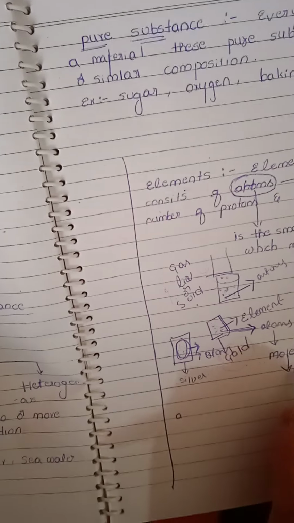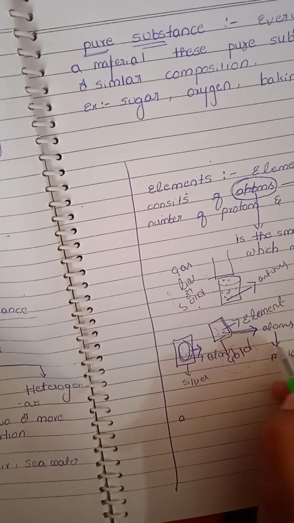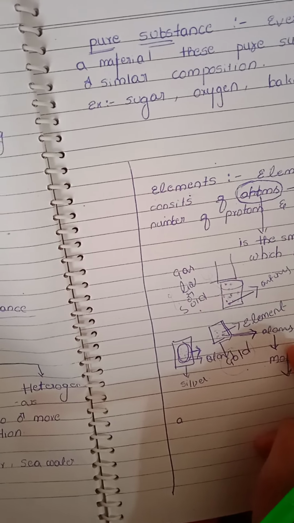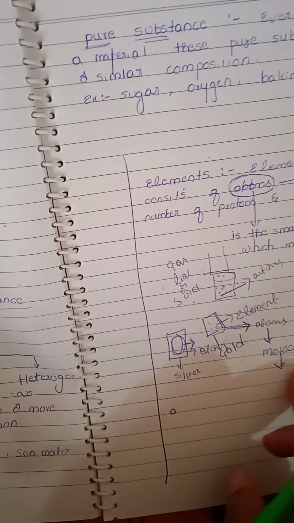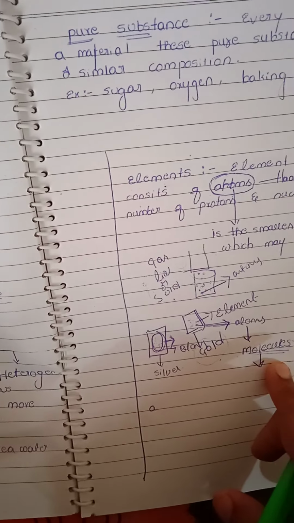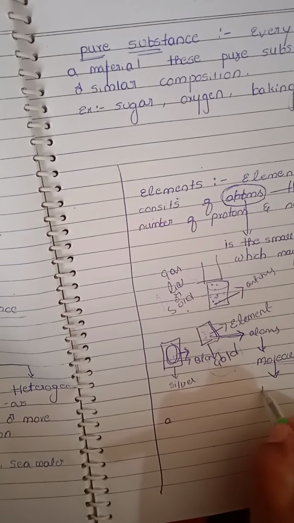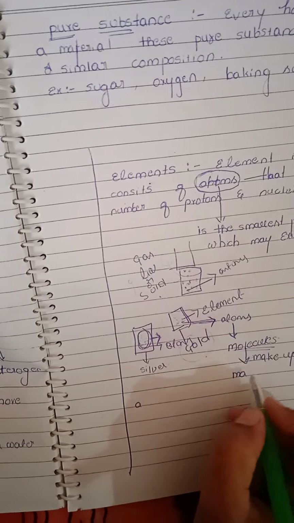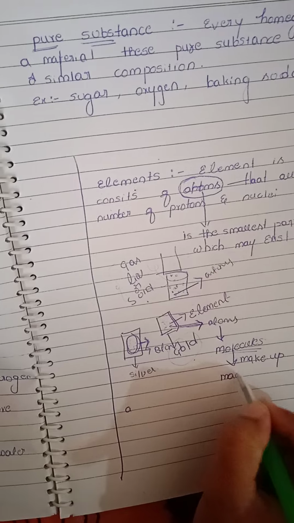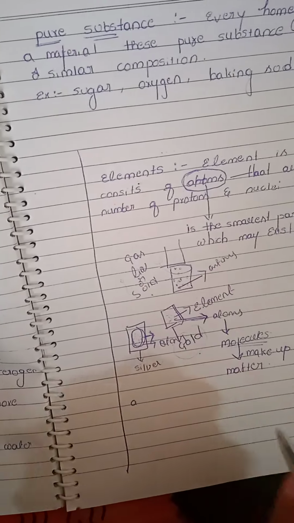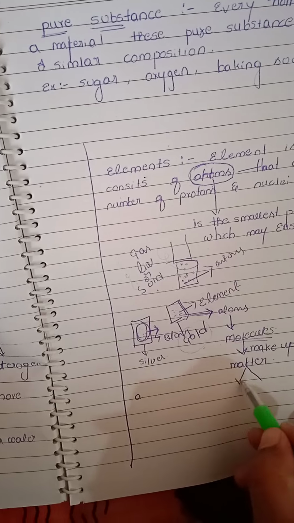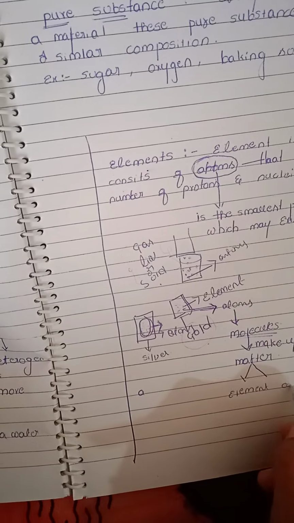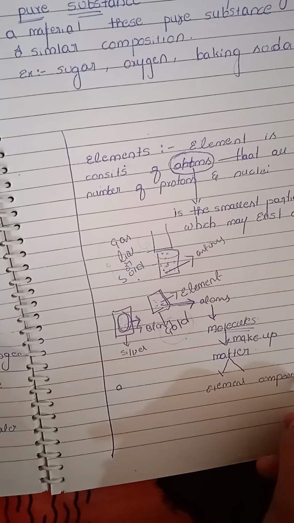What are these molecules? Got it? Atoms combine to form molecules, and these molecules make up the different kinds of substances around us. The molecules make up matter, and this matter is classified into two types: elements and compounds. Got it?